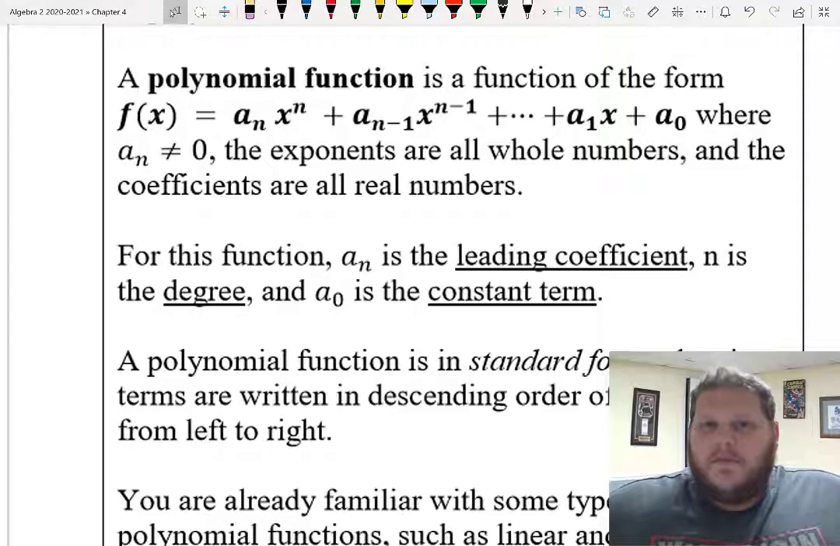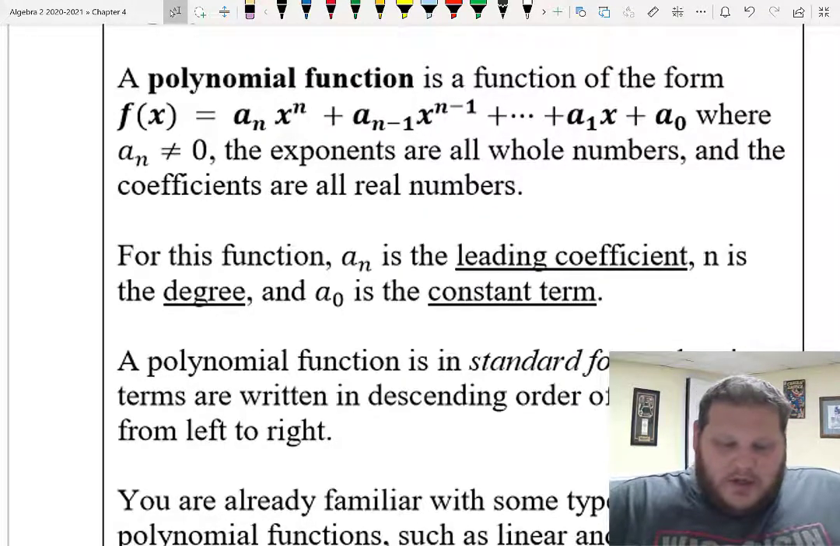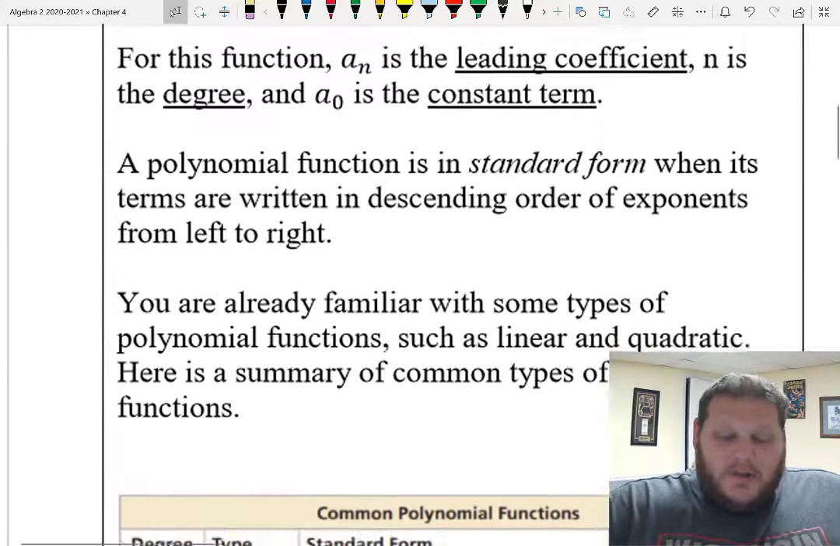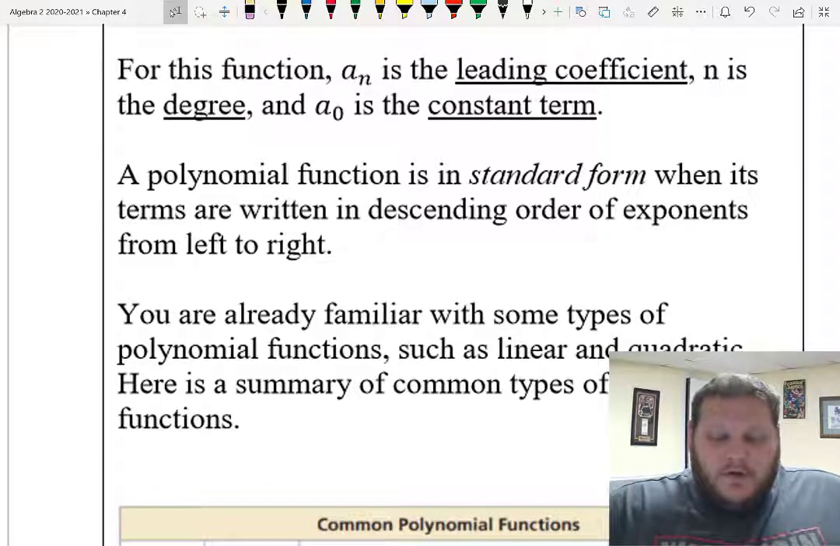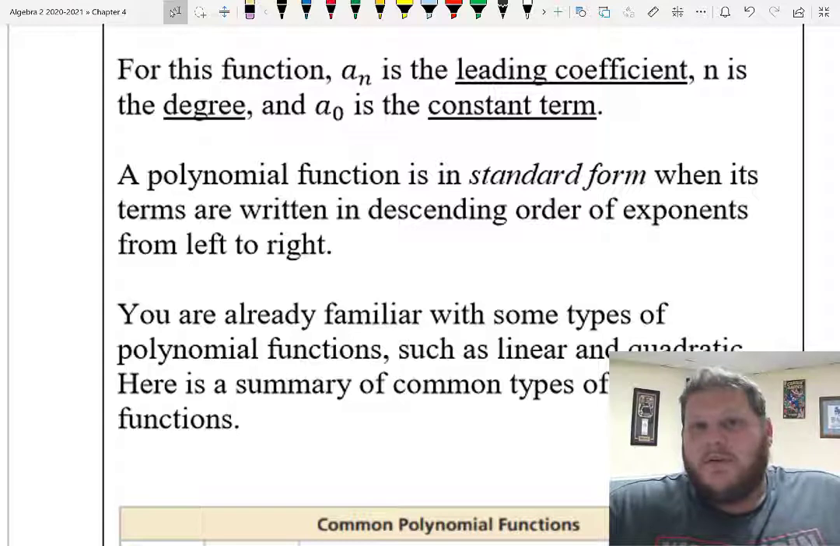So this is all review for us from Algebra 1. It's not anything new, just reminding ourselves of some things that we've done in the past. So, when we say that a polynomial is in standard form, we know that it's written in descending exponent order. So as we go from left to right, my biggest exponent term is first, and then I get smaller as I move to the right, all the way with my constant term being the last one.